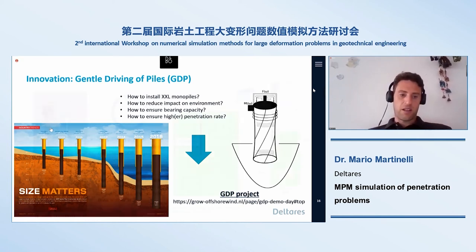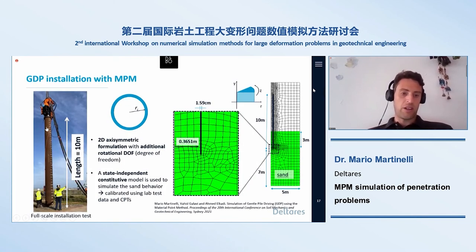Actually, there was a field scale test done a couple of years ago in the area near Rotterdam. You see, this is a real case. It's a 10 meter pile with a diameter of about 70 centimeters. It's an open-ended pile. So this is a cross section.